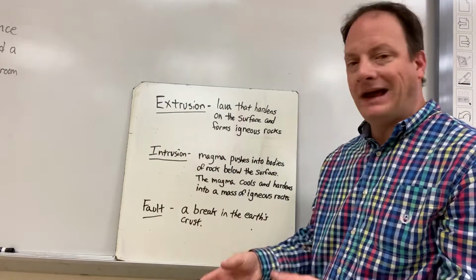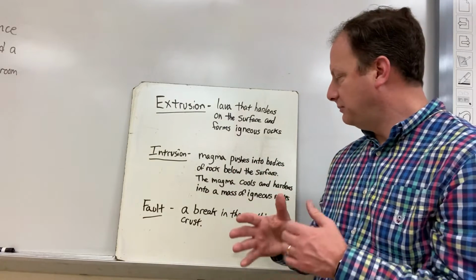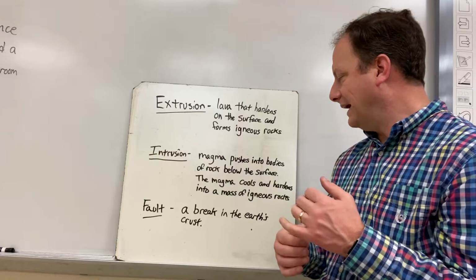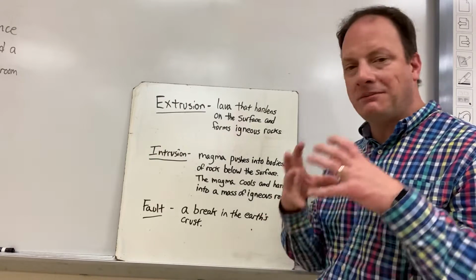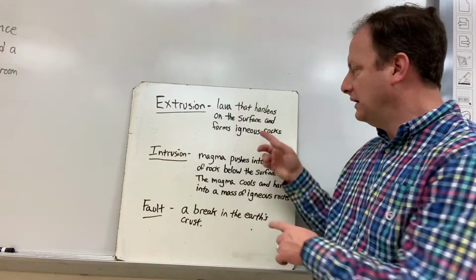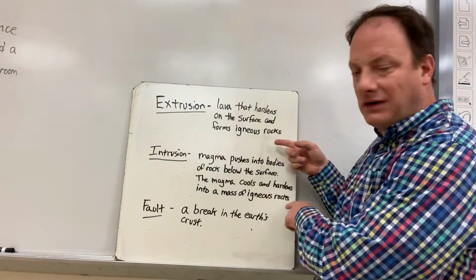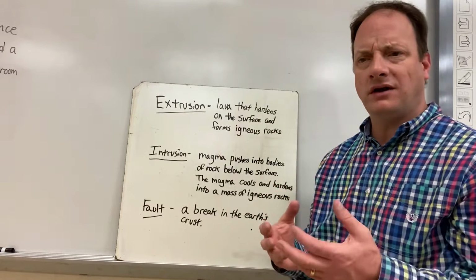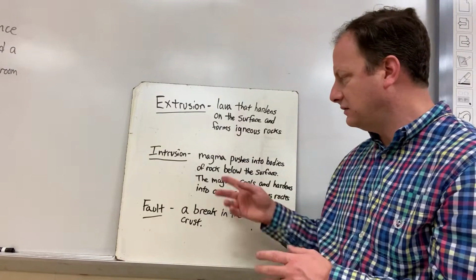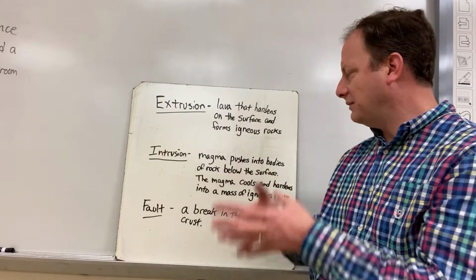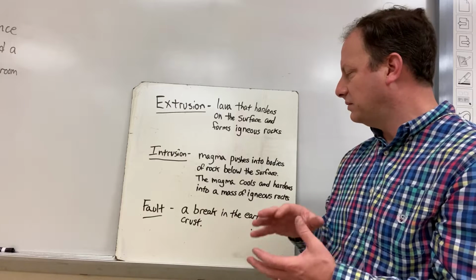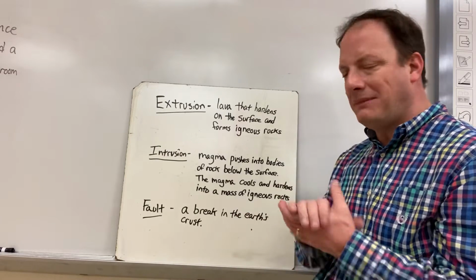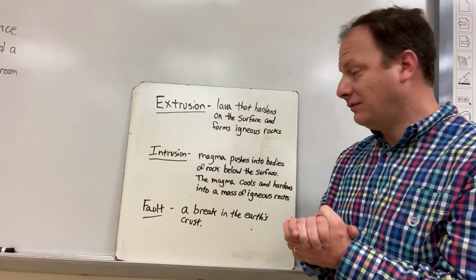Intrusion means that magma comes up and it pushes into the bodies of rocks below the surface. The magma cools and hardens into a mass of igneous rocks. Now you'll notice we have the word igneous rock, so you'll need to go back and look at your previous notes to see, well, what kind of rock is an igneous rock? So intrusion, again, is magma pushing into the bodies of rocks below the surface. The magma cools and hardens into a mass of igneous rocks.